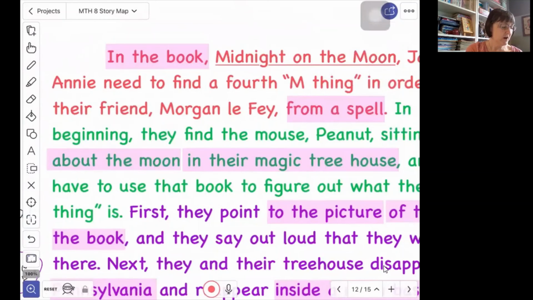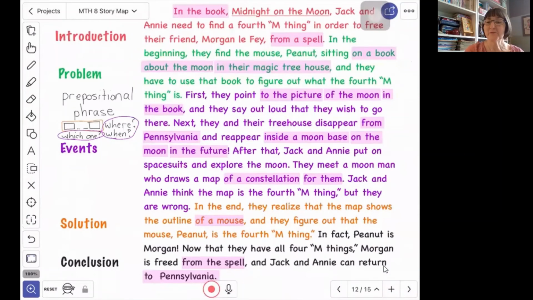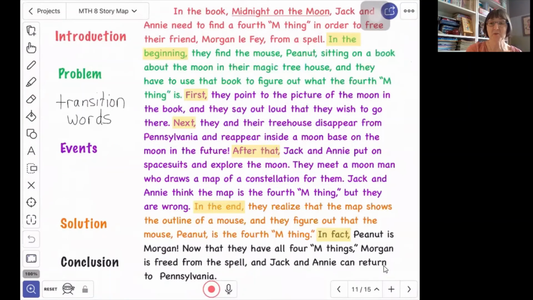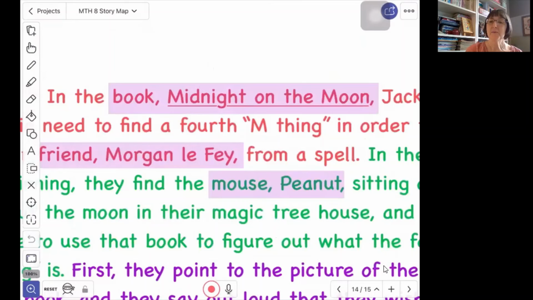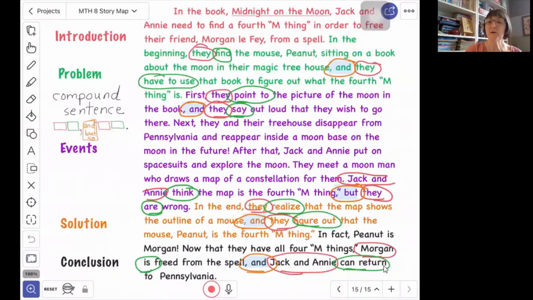So there are a few reasons why we need to use commas. After a transition word at the beginning of a sentence, after a prepositional phrase at the beginning of a sentence, before and after an appositive phrase or word that is restating what someone or something is, and when we are making a compound sentence.